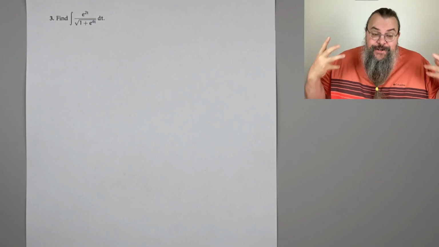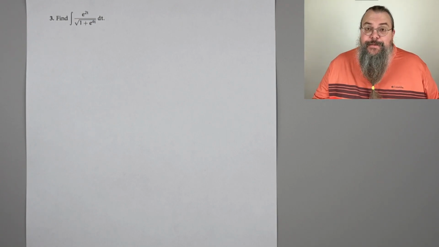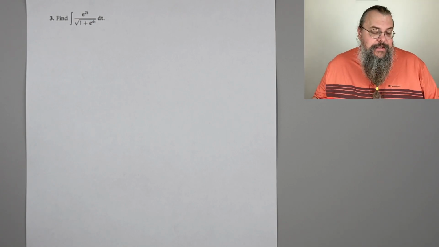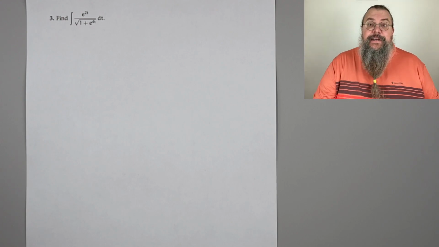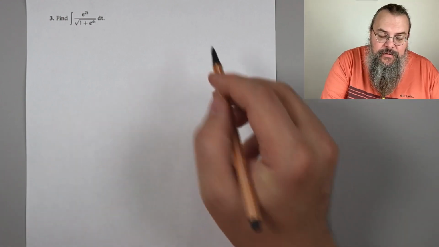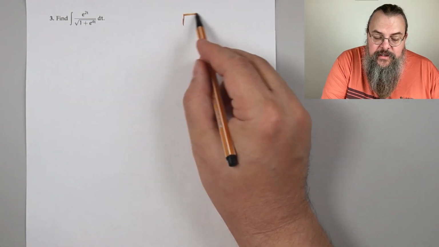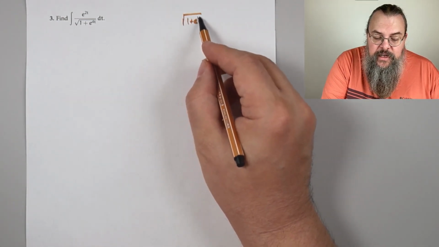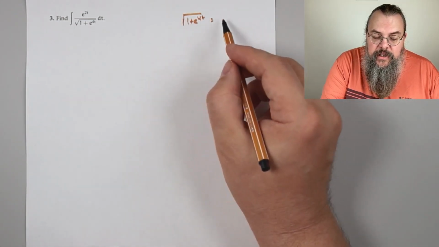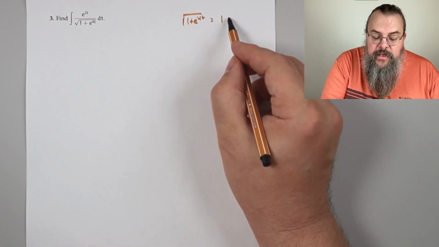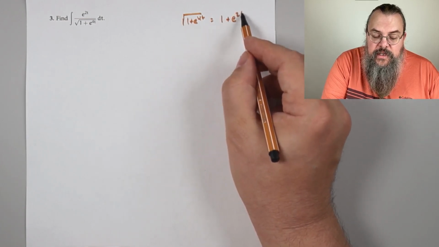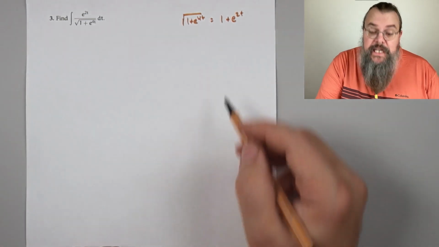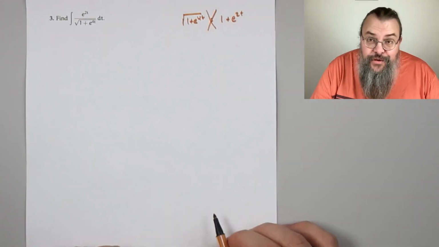We're not going to go crazy. And you might say, well, what do you mean by go crazy? Some people start to panic and they start making up crazy algebra rules. Like they might say, oh, the square root of 1 plus e to the 4t, well, that's like the square root of 1 and the square root of e to the 4t, which is e to the 2t. That's panicking because that's not true.